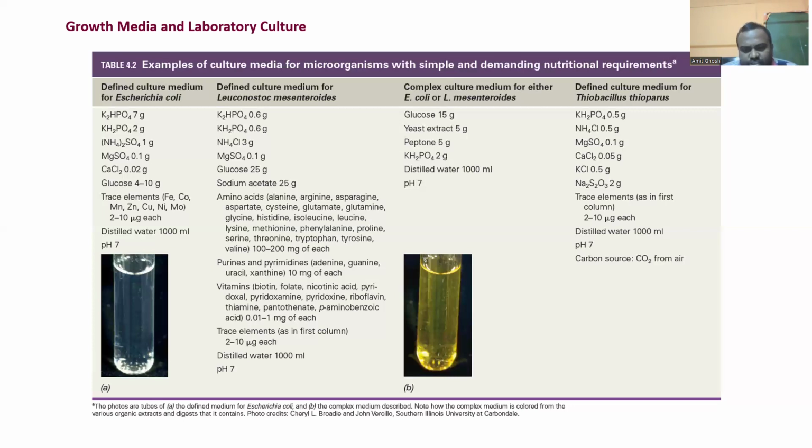will be yellowish. And another example is defined culture media for Thiobacillus thioparus. KH2PO4 will be 0.5 gram, NH4Cl 0.5 gram, MgSO4 0.1 gram, calcium chloride 0.05 gram, KCl 0.5 gram, and it requires trace elements and also carbon, CO2 from air. So we can understand here that all are defined media, but the composition is different because different microorganisms have been used. They have different requirements for their growth.